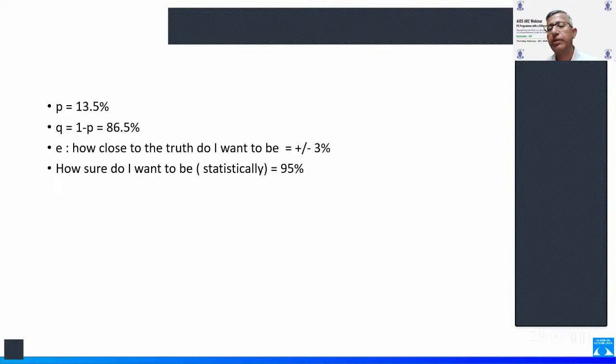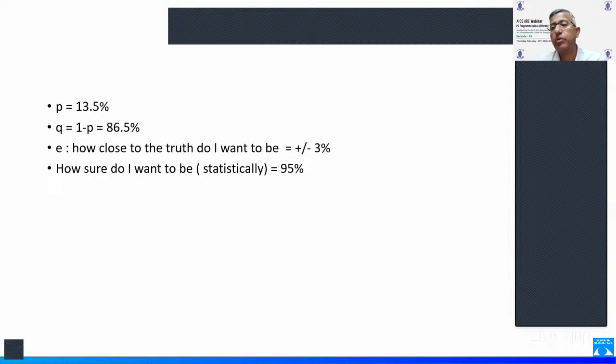So p we already know is 13.5 from the previous literature. Q is 1 minus p, or 86.5%. How close to the truth do I want to be? And this is what you need to decide. Let's say that we want to be within 3% of the actual result. And this is an estimate that you need to do.